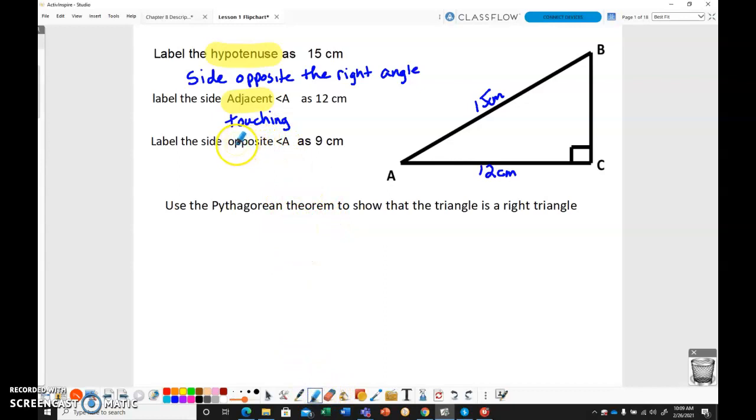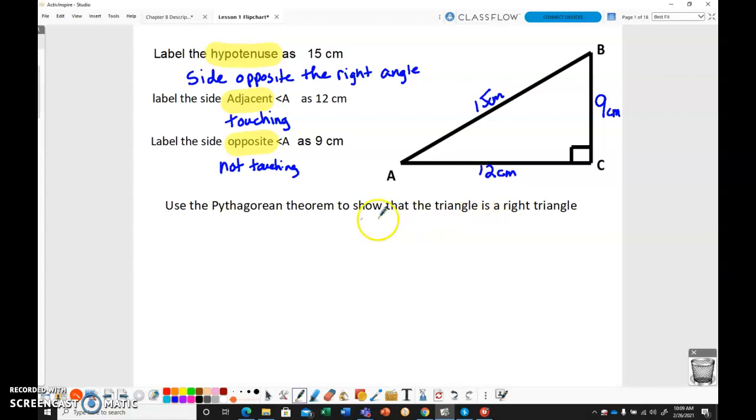And then the last one says the side opposite angle A. And again, opposite means not touching. So if I go to angle A, the only side that is not touching the angle itself, 15 is touching it and the 12 is touching it. This side over here is the one that's not touching it. So that's the one that is opposite. So I will label that as 9 centimeters. Okay? So we have to make sure we know those pieces before we can get into the concepts for today's lesson.